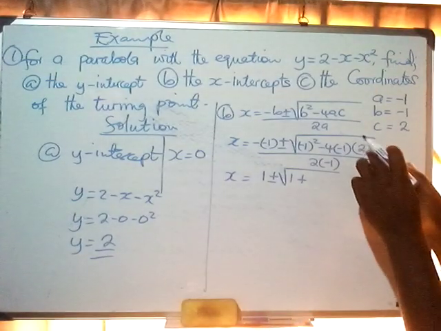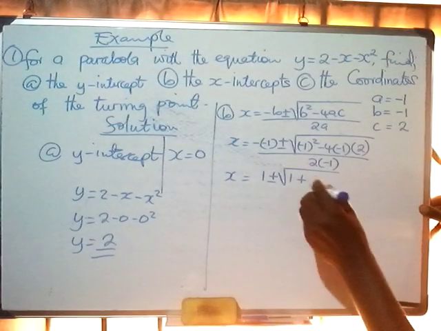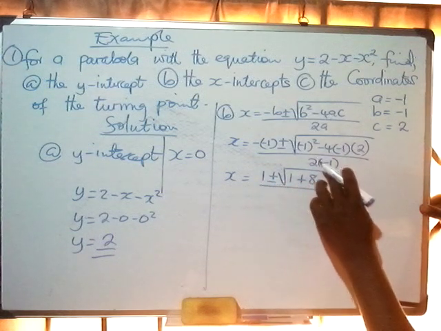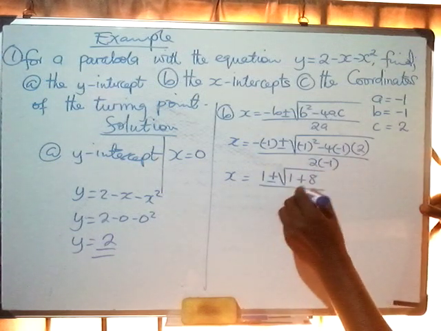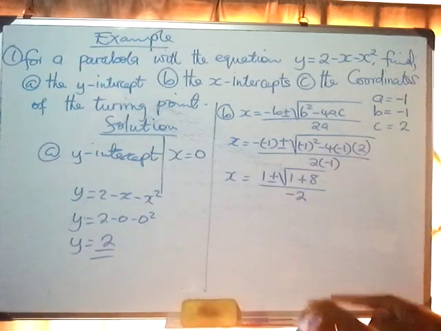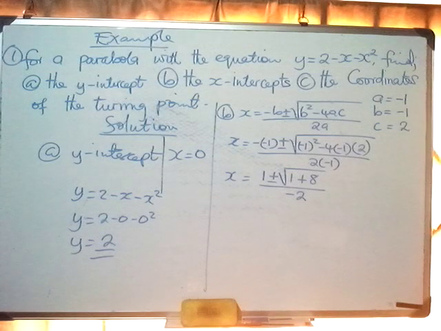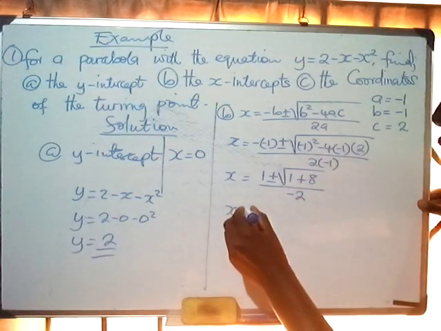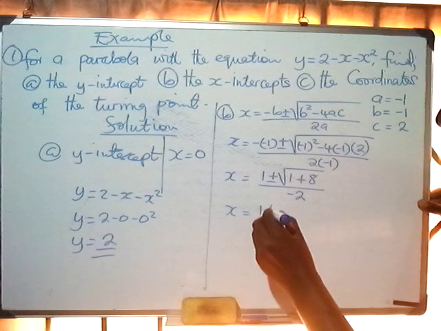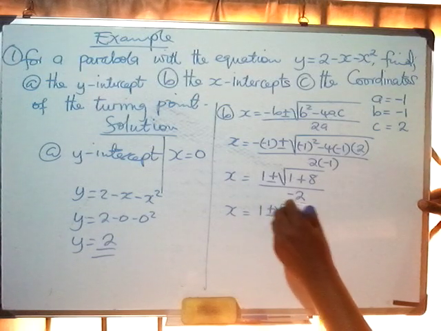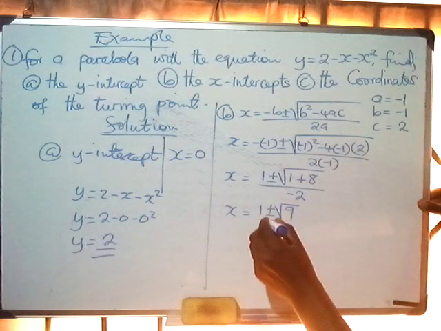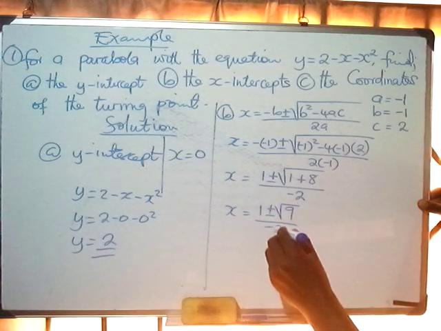4 times 2, it will be 8. So we are going to have 8. We are going to have everything here over negative 2. Because positive 2 multiplied by negative 1, the answer is negative 2. So we are going to have x is equal to 1 plus or minus. There we have 9. That is what we have, 9 over negative 2.